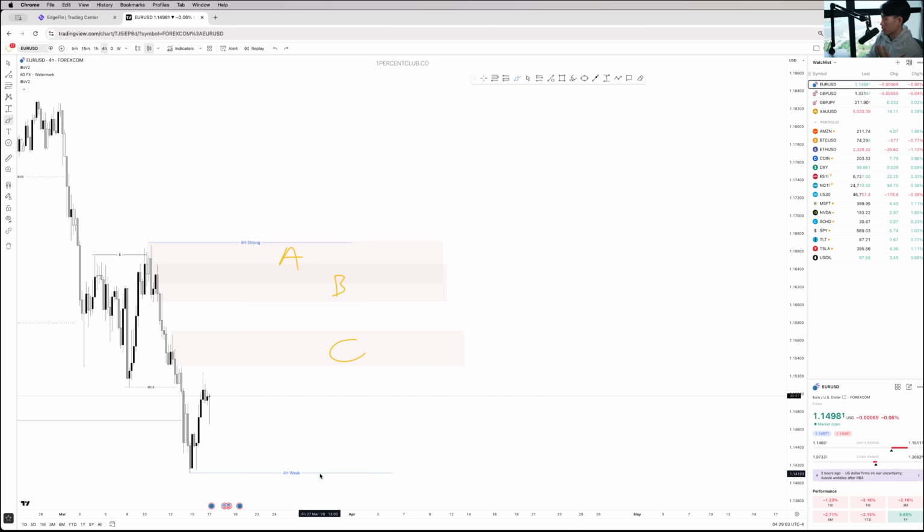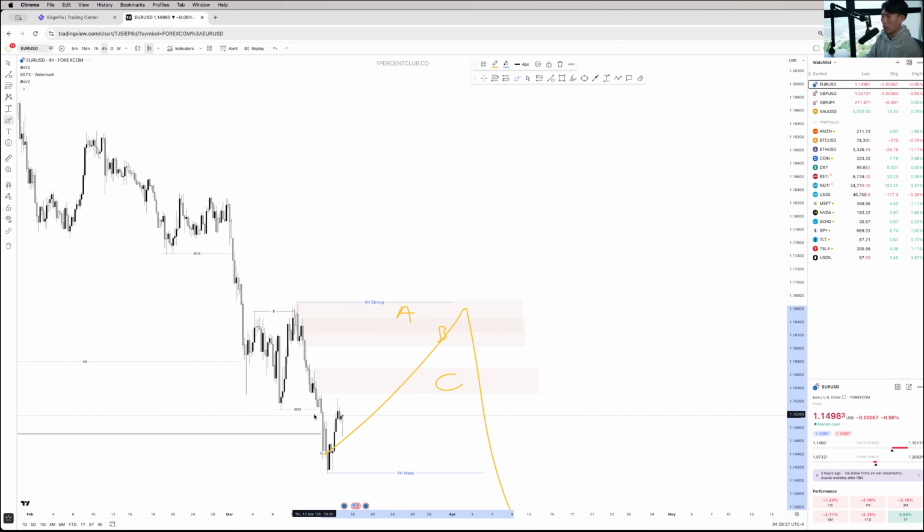So that's why I say I don't have a crystal ball. I'm not a fortune teller, which also means that I don't know for sure which zone price is going to respect. It could be A, it could be B, it could be C, but I don't know for sure which one. All I know is that if I'm betting my money on the one that is going to respect, it's most likely going to be A, if price wants to remain bearish.